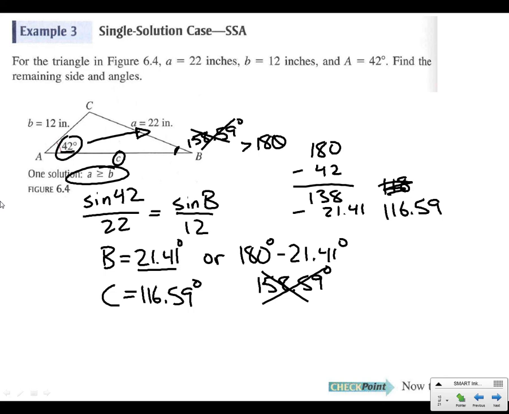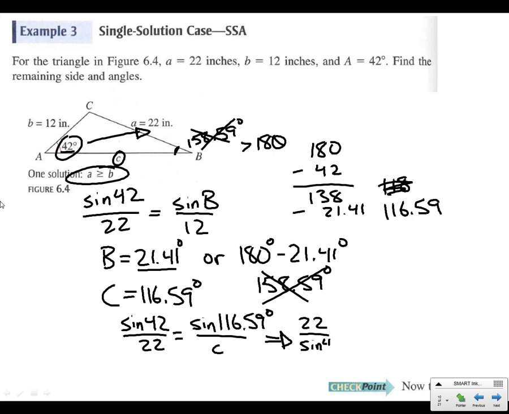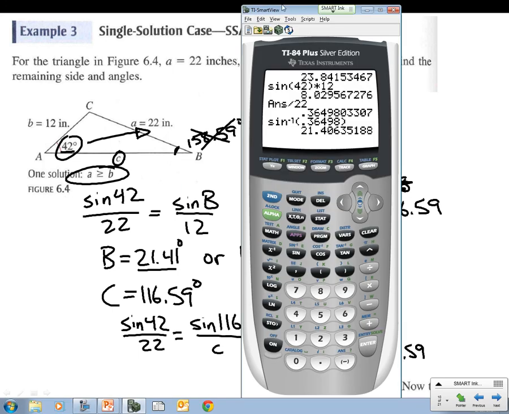So now we know that, let's go back to our original, sine of 42 over 22 equals the sine of 116.59 over C. And I'm going to go ahead and flip that over because it's easier when the variable you want is on top. So 22 over sine of 42 equals C over the sine of 116.59. Let's grab our calculator, punch that in, and see what we get.